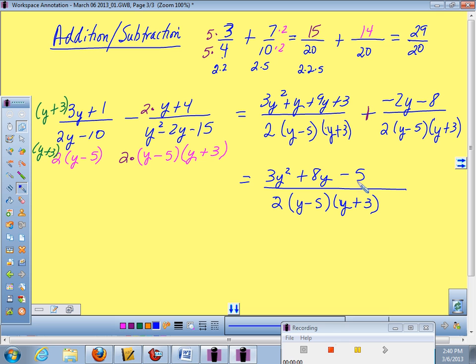Amen. Once in a while, miracles happen. And the stuff you get on top will actually factor and cancel with something on the bottom. So you have to at least stop and look at it and go, could I factor the top and get one of these factors that's on the bottom? No. If you can't cancel, don't bother to do it.